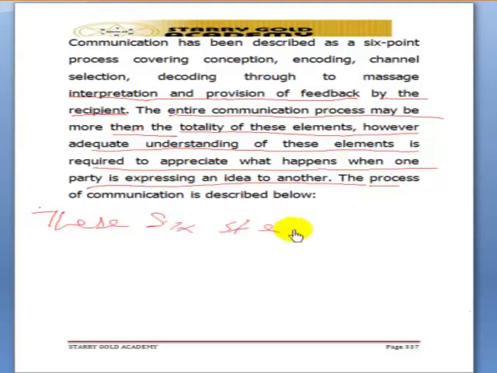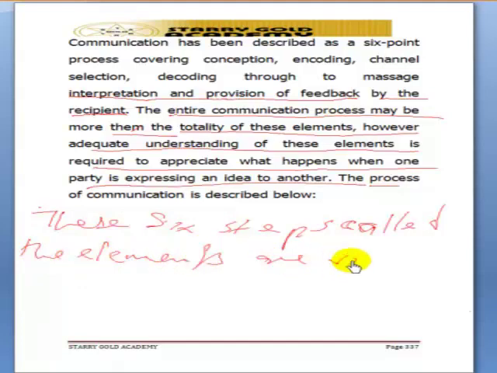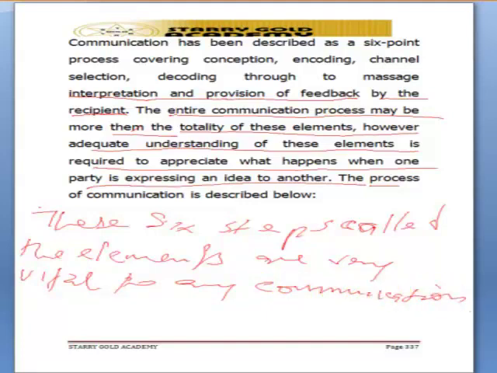These 6 steps, called the elements, are very vital to any communication exercise.